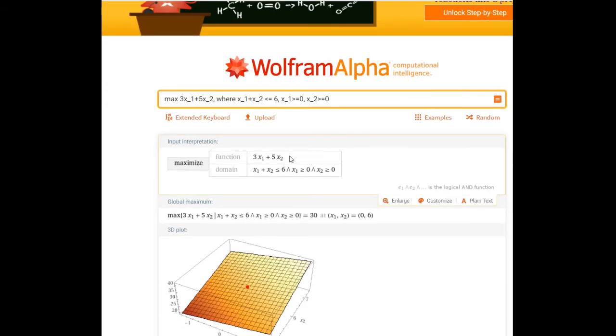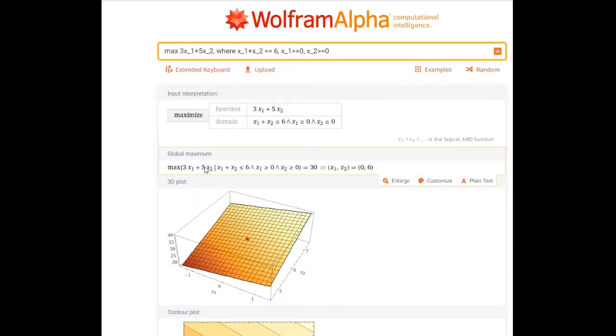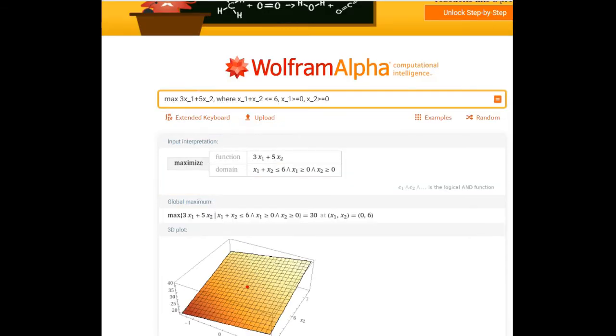it will find a solution at 0, 6 because x2 has a higher coefficient. This is the first example, and this is about OR.